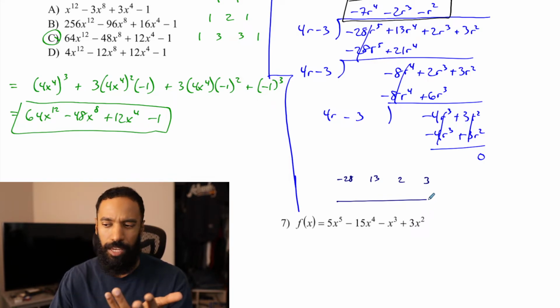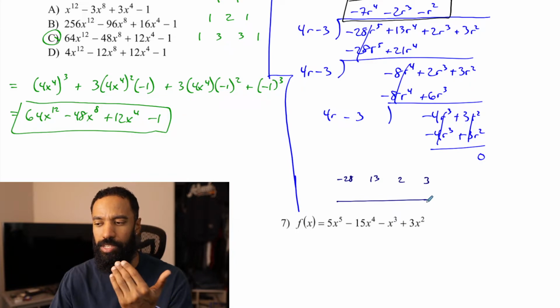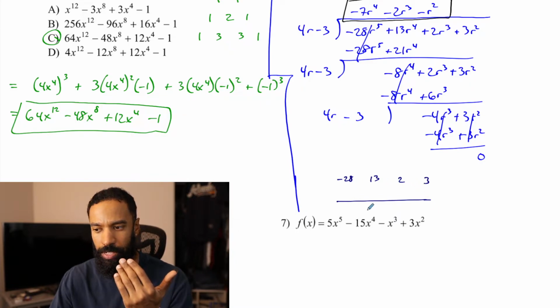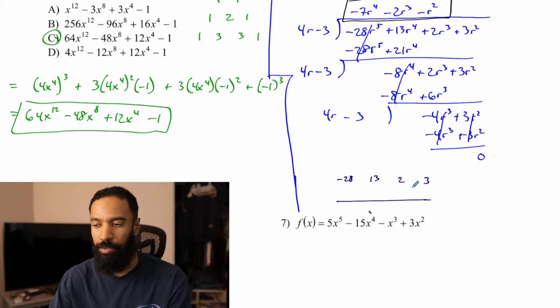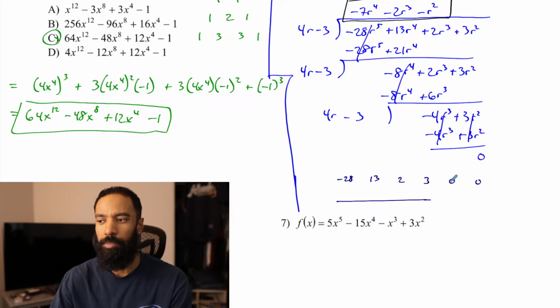If this is the quadratic term here, then this is your constant term. I guess everything else will be zeros, but you got to know that this is still a quartic and cubic and quadratic right there, right? Some things are going to pan out. So you still want a 0 and a 0. This is negative 28r to the 5th, plus 13r to the 4th, plus 2r cubed, plus 3r squared, plus 0r plus 0. You want to go all the way down.